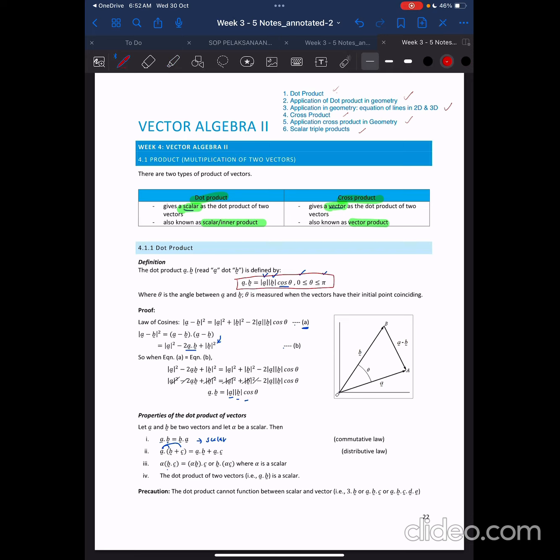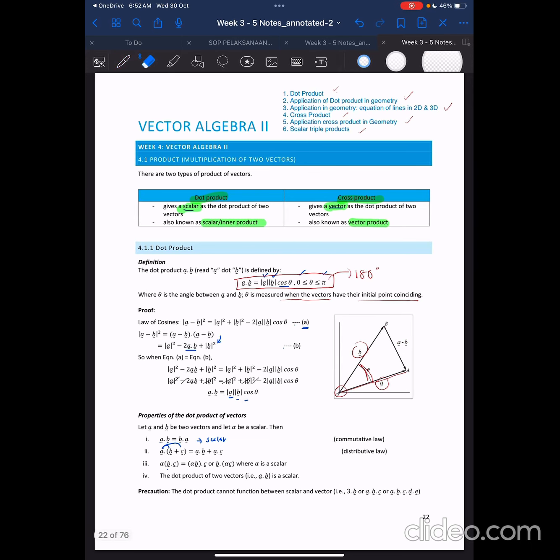The magnitude a dot b is equivalent to the magnitude of vector A multiplied with the magnitude of vector B times cos theta, where theta is in the range of 0 to 180 degrees, 0 to pi. Alright, and this theta is the angle between vector A and vector B, and is measured when the vectors have their initial points coinciding. So meaning like this, we have the vector A and we have the vector B. The angle theta is in between vector A and vector B, and the initial points coincide with each other.